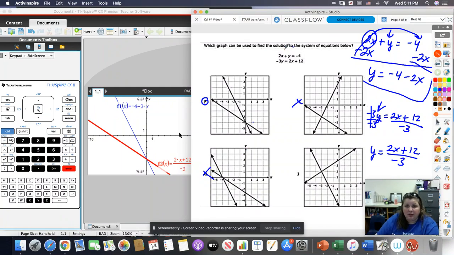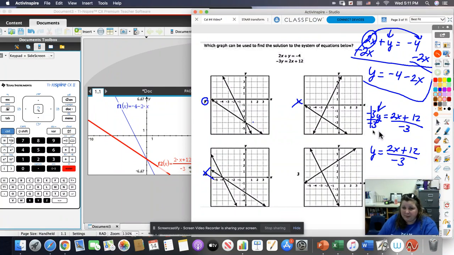Okay, so that's one method. One method is you've got to get y by itself on both equations. Then you can type it in. Usually that requires 1 to 2 steps to get y by itself. One step is usually moving the x's, and the other step is usually dividing by whatever's in front of y, or the coefficient of y.